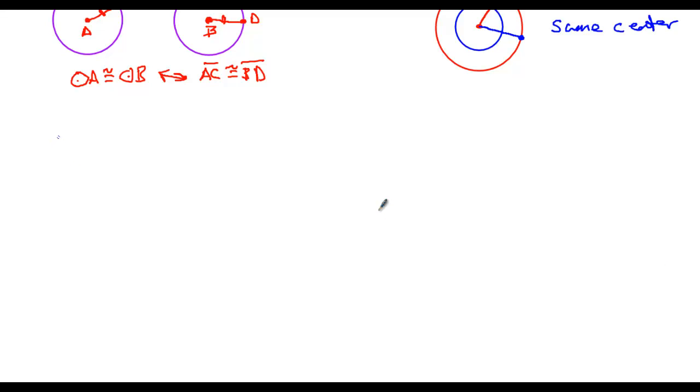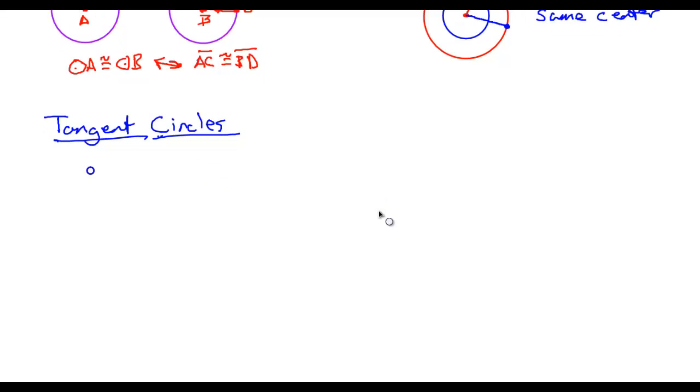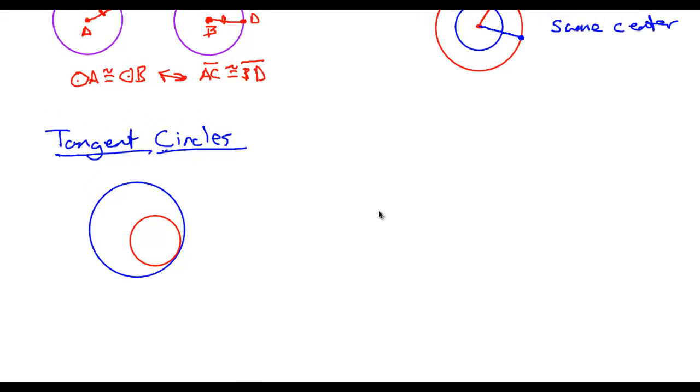So now we're going to learn about something called tangent circles. And this is all going to be vocabulary today, so we're not going to do any math problems in this video. It's just letting you learn what these words mean. So tangent circles are circles that intersect in just one point. So we have these two circles. They intersect right there.